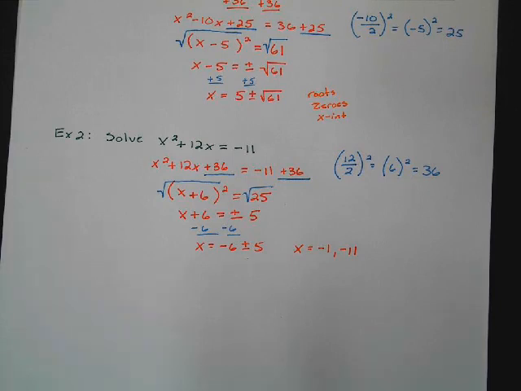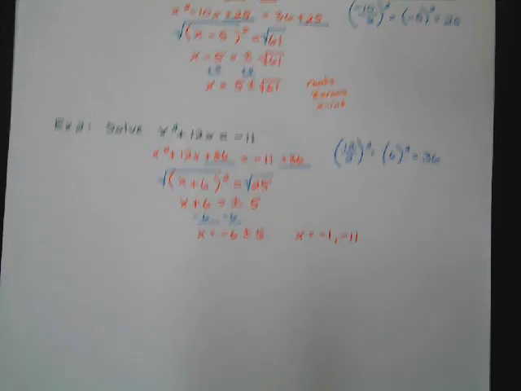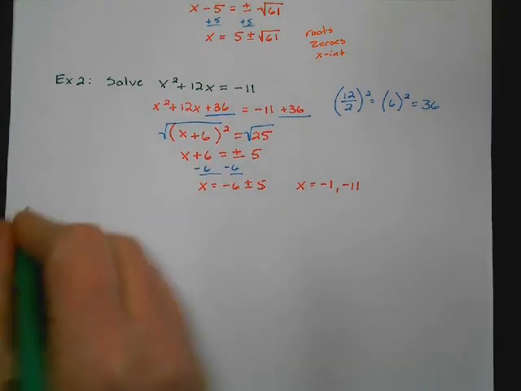We would also call those the roots. So the roots of our equations are negative 1 and negative 11. Those are the zeros. Those are also the x-intercepts if we were graphing this. Last one for this type of problem, example 3.